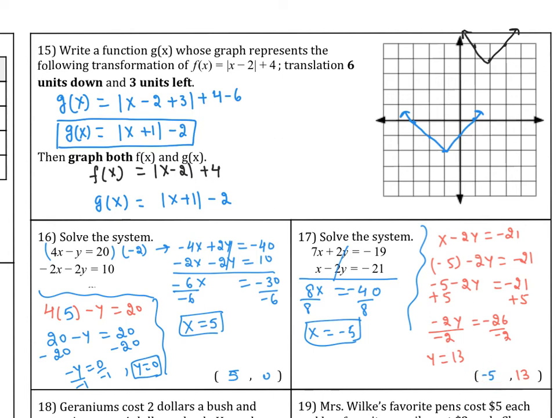And then use negative 5 to solve for the original equation. So x minus 2y equals negative 21. Use it for negative 5 here. Now plus 5 on both sides. You're going to get negative 16 on the other side, because negative 21 plus 5 is negative 16. Divide with negative 2. This negative 2 and negative 2 cancel. You're going to get 16 divided by 2 is 8. So negative 5 comma 8.